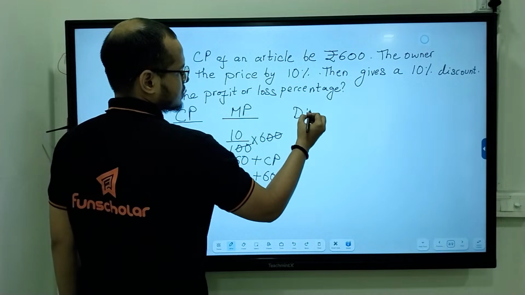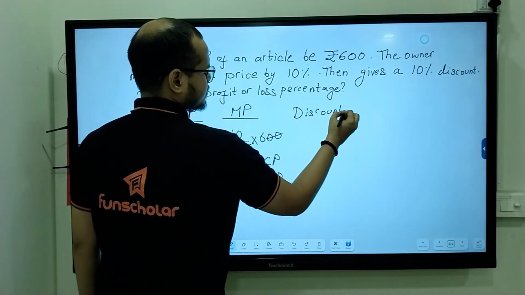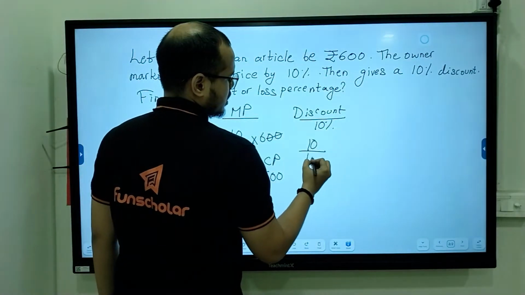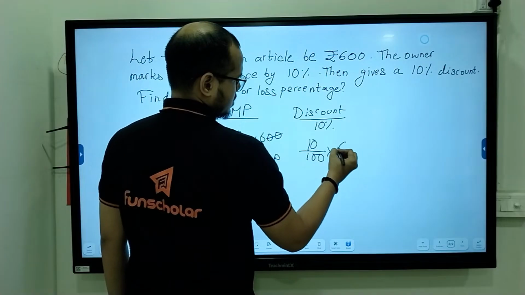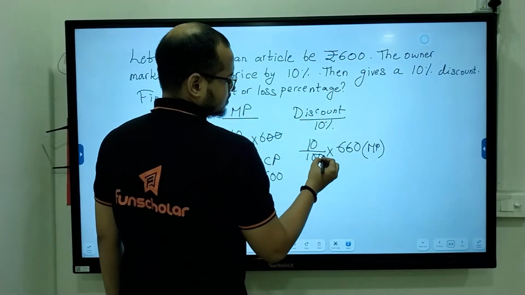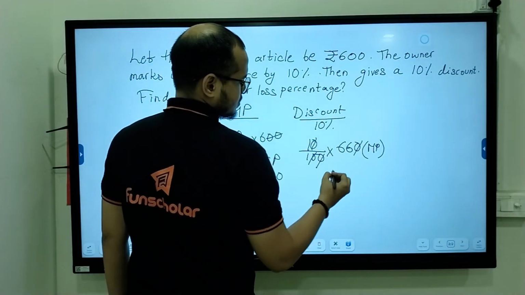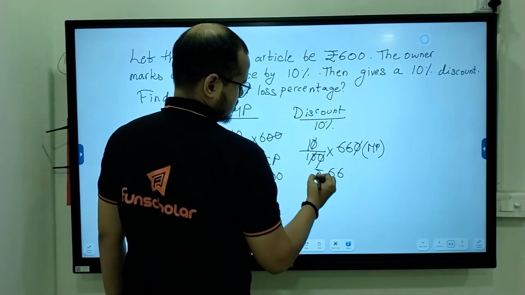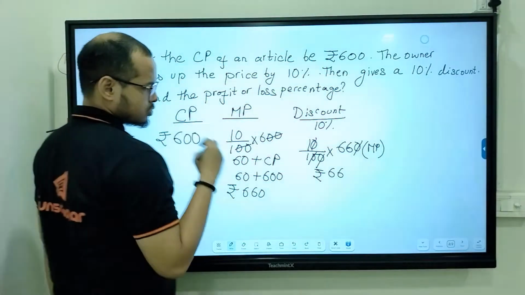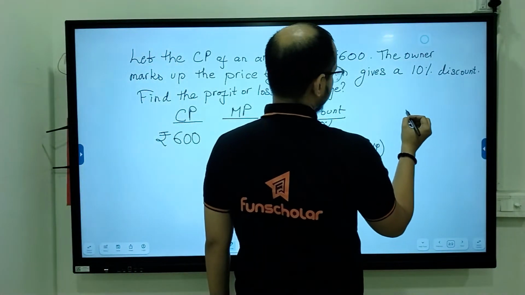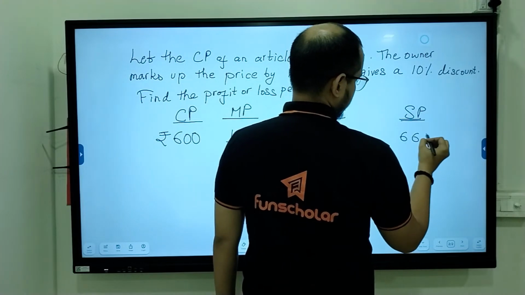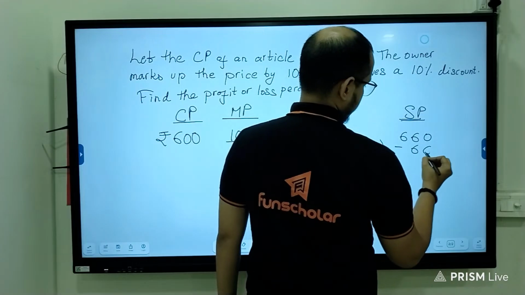Now discount 10%. So 10% of 660, that is actually the MP, 66. Okay, then finally the selling price: 660 minus 66.